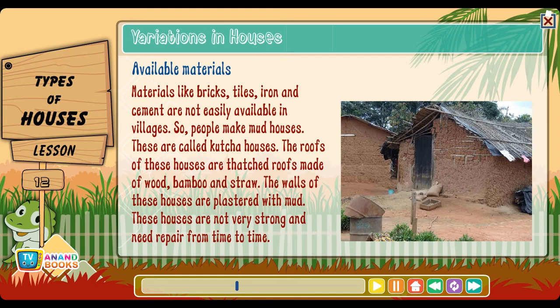Materials like bricks, tiles, iron and cement are not easily available in villages. So people make mud houses. These are called kaccha houses. The roofs of these houses are thatched roofs made of wood, bamboo and straw. The walls of these houses are plastered with mud. These houses are not very strong and need repair from time to time.